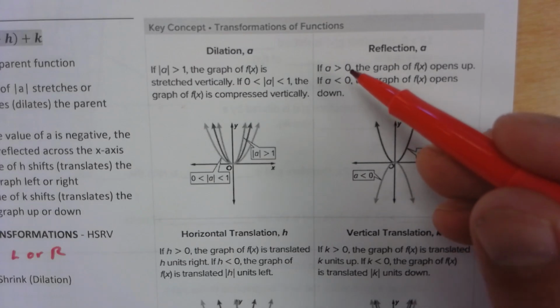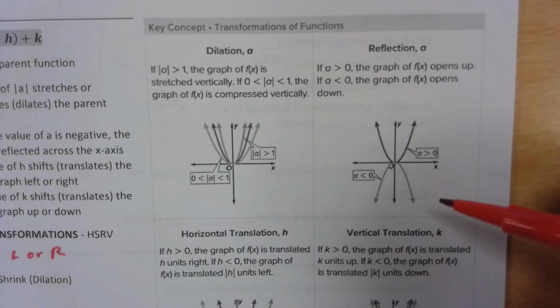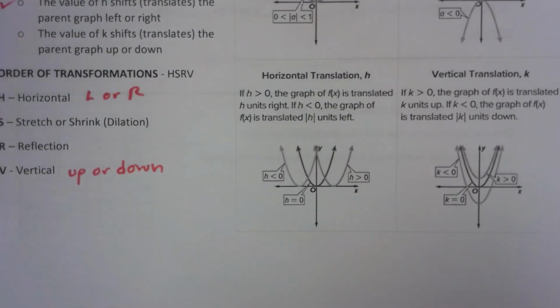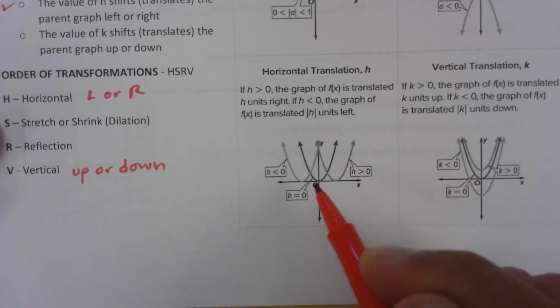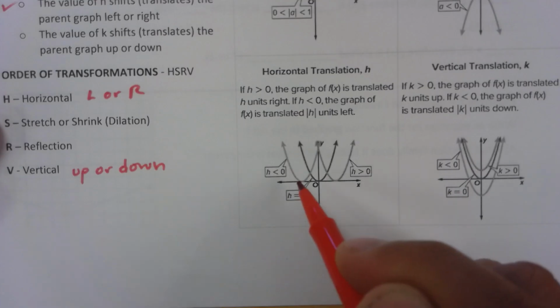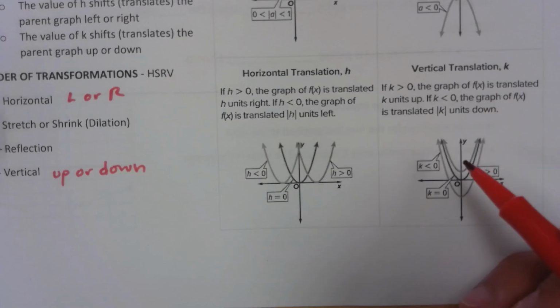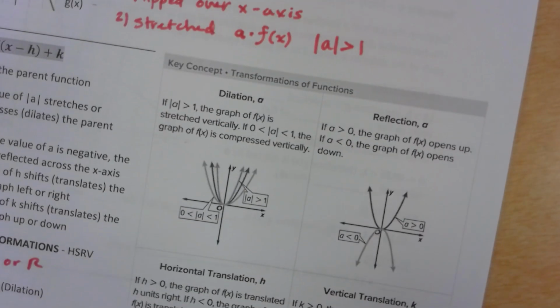All right, so we know that this function is going to get flipped over the x-axis when a is a negative value. Then for our horizontal and vertical translations, when h is greater than 0, the graph moves right. H is less than 0, the graph moves left. Vertically, when k is greater than 0, it's moved up. When k is less than 0, it moves down. Okay? So those are the main things to remember about our transformations. So let's look at example 5 together.